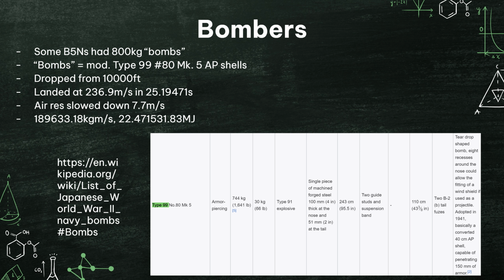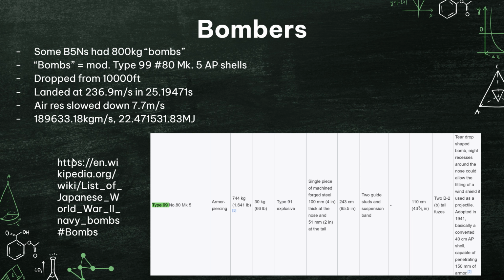So according to my equation, they landed at 337 meters per second in about 25.2 seconds, which means that air resistance slowed down the bomb by 7.7 meters per second only, which would make sense because the bomb is meant to be aerodynamic so that the air doesn't slow it down too much. And if you plug those numbers into the kinetic energy formula of half mv squared, you get that the bomb landed with a kinetic energy of 22.5 millijoules.